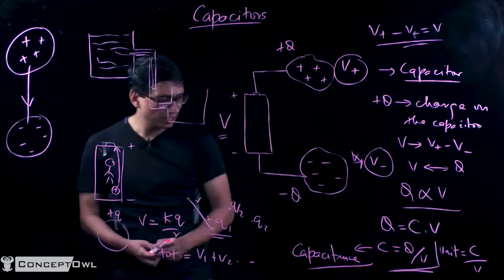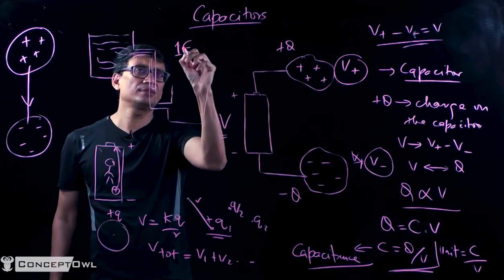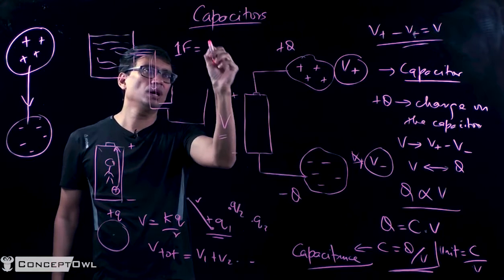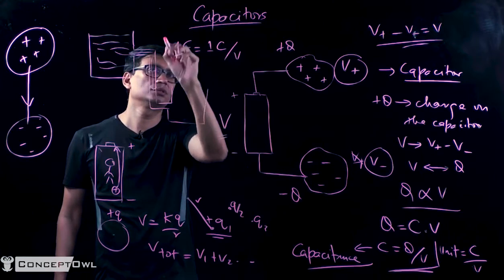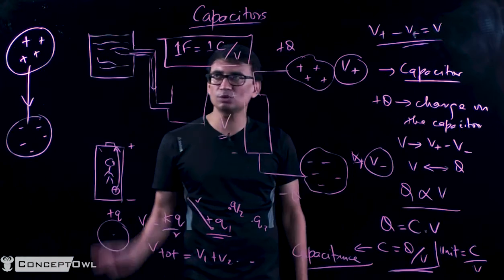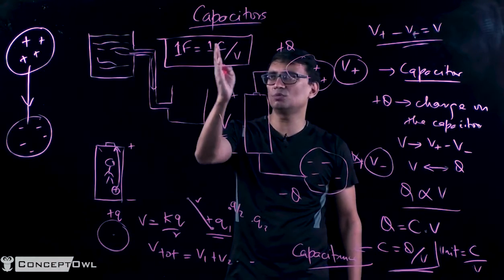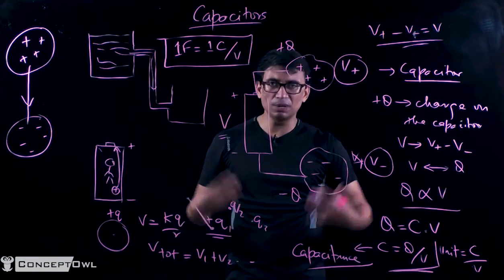So I'll write this here in summary, right? So we'll say 1 farad, 1 F, is equal to 1 coulomb per volt. This is named after Faraday, the famous scientist. So 1 farad is equal to 1 coulomb per volt, right? So this is the basic, and now we'll build on this in the coming video.